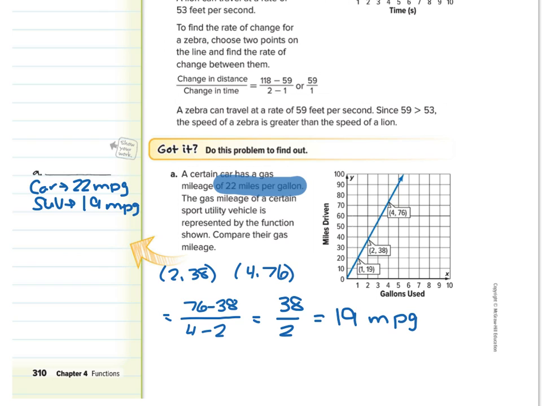So the car has a better miles per gallon by 3. So the gas mileage for the car is better.